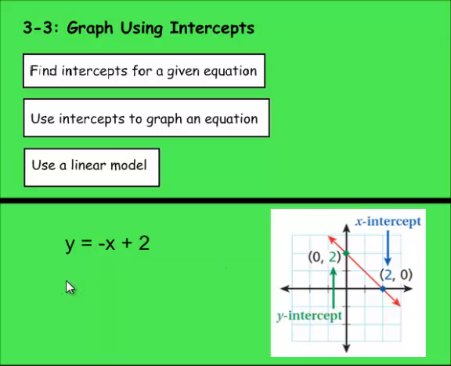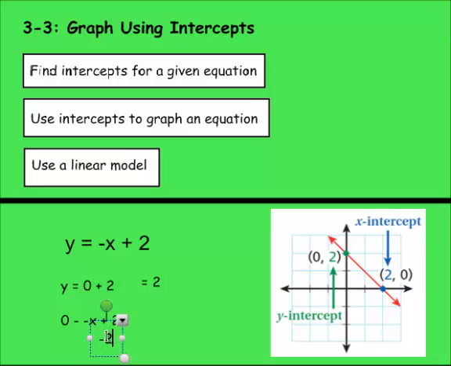So let's plug in 0 for x. y equals negative 0, or just 0, plus 2. That would equal 2. So when x equals 0, y equals 2. You could do the same thing for y then. 0 for y equals negative x plus 2.